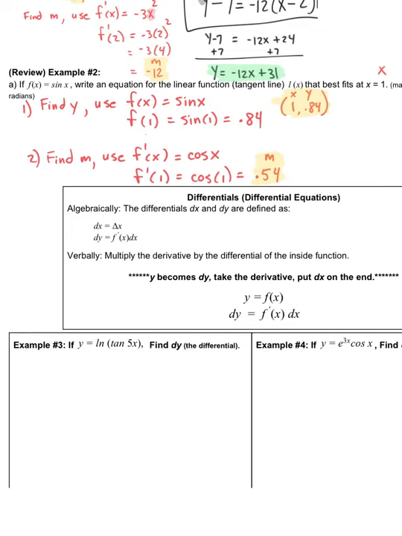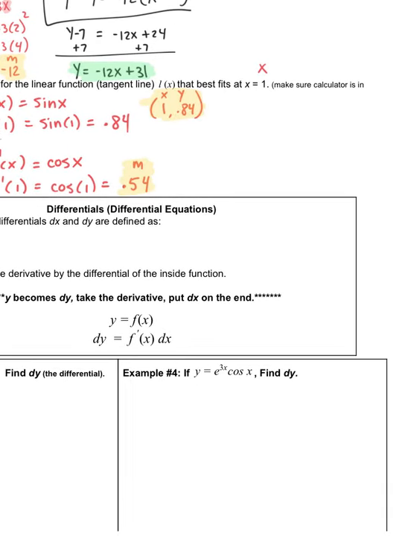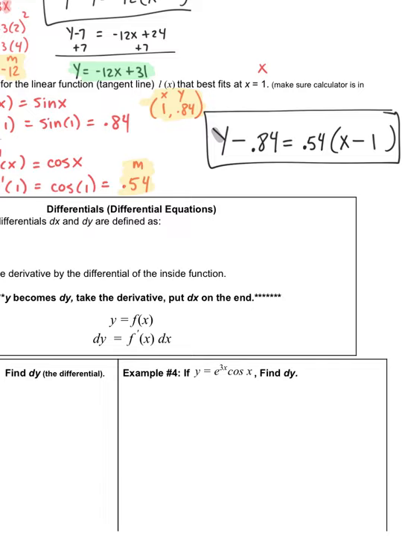So let's do it. Point-slope form. It is y minus the y value, y minus 0.84. It's equal to, I put my slope right after the equal sign, 0.54, parentheses, inside parentheses, x minus my x coordinate, which is 1. All right, there is my equation in point-slope form.